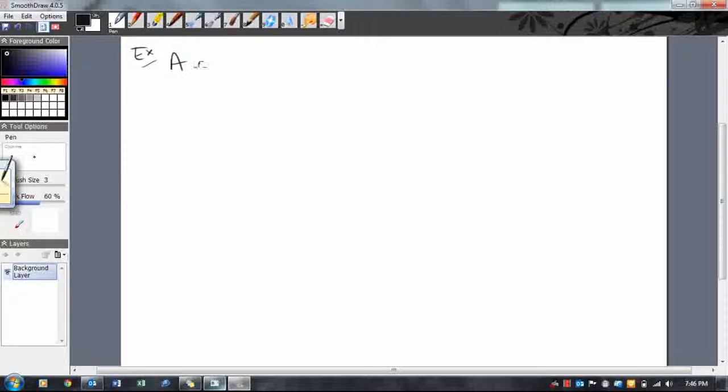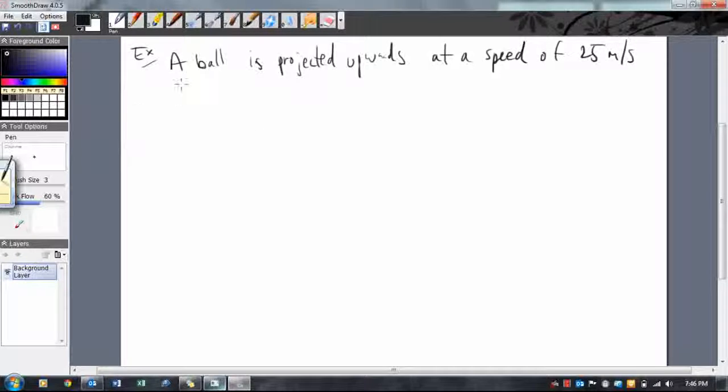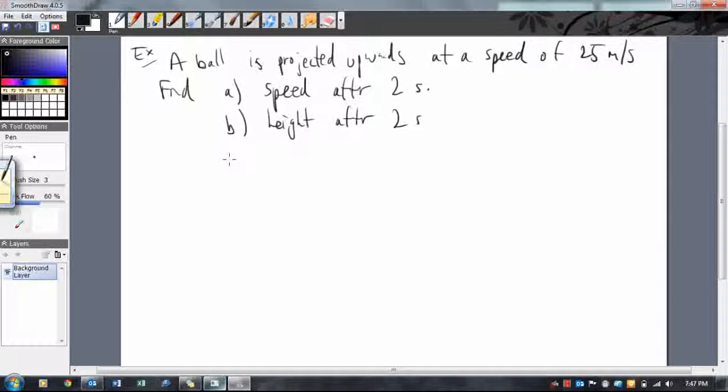Here we go. A ball is shot upwards, projected upwards at a speed of 25 meters per second. Find A, the speed after 2 seconds, and B, the height after 2 seconds. We'll do that. And let's do C, if I can fit it in: the time taken to come back to Earth.